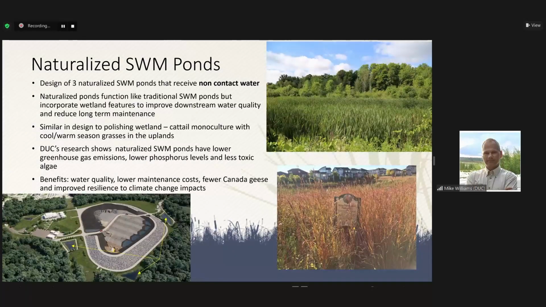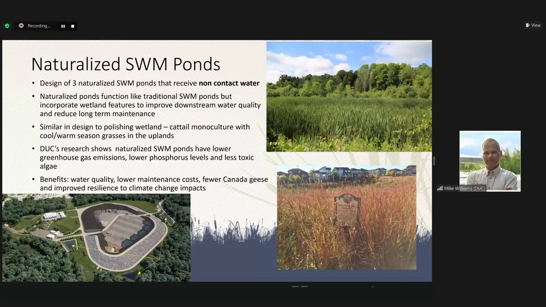So this leads us to the second part of DUC's Unlimited Scope of Services, which was to provide designs for the naturalization of the 3 surface water treatment ponds on the site, which you can see are pointed out in the rendering on the bottom left. These sites were already designed for construction prior to our involvement, so we're not changing the locations or the footprints. We're only modifying the design depths of the ponds. Again, these sites only receive non-contact water. The water that contacts the engineered containment mound goes directly to the wastewater treatment plant.